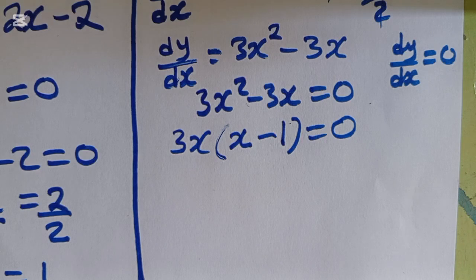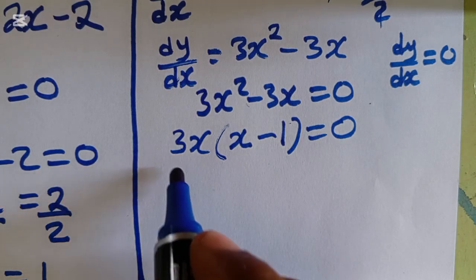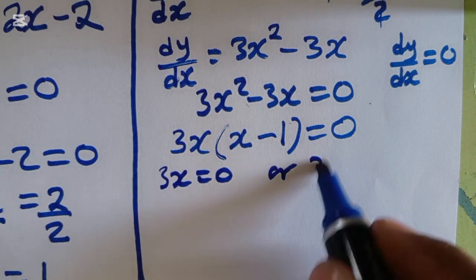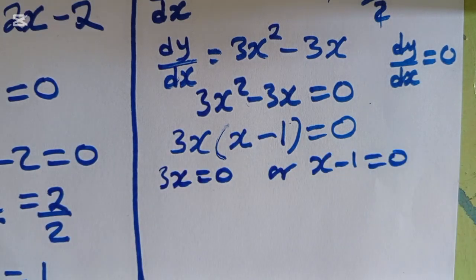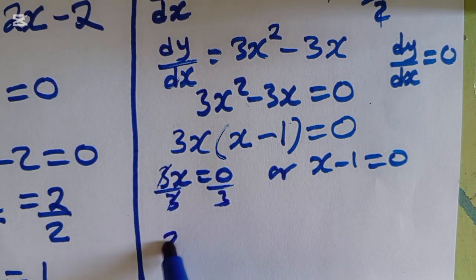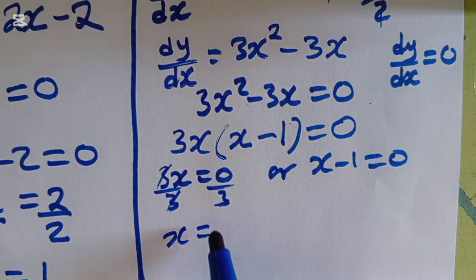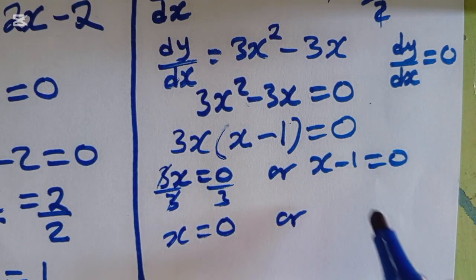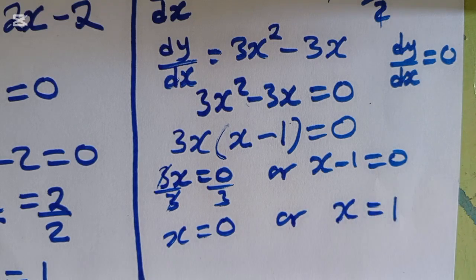So from there now, I'm going to make two equations. Equation 1, it will be 3x is equal to 0, or x minus 1 is equal to 0. We call this the zero product. So there we say over 3, over 3. So 3 goes. 3 into 0, it is 0. Or this is negative 1. When it comes this side, it will be positive 1. So we have the x coordinates.